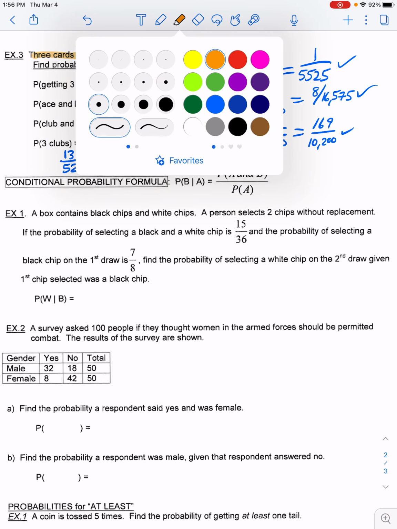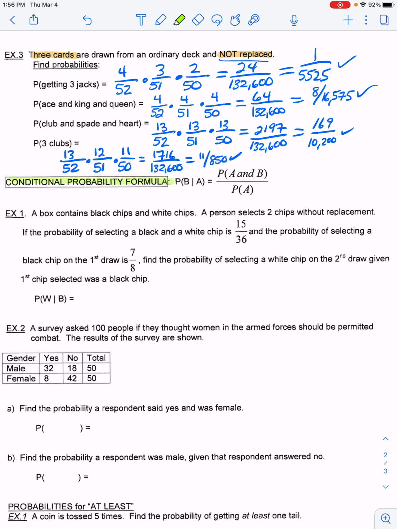And now we'll move on to a conditional probability formula. Okay, probability of B given that A already happened. All right, it's the probability of A and B on top divided by the probability of A. Okay, so to me, you want to kind of follow the pattern here. So we want the probability of B. A already happened is what this is. So this is B given that A already happened.